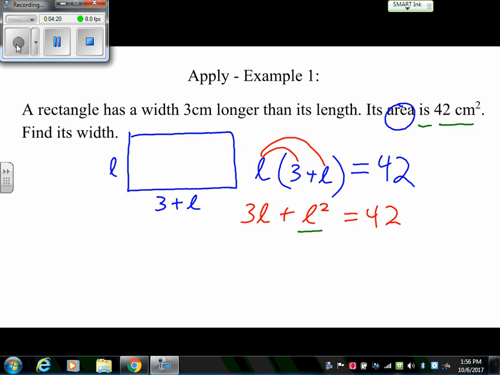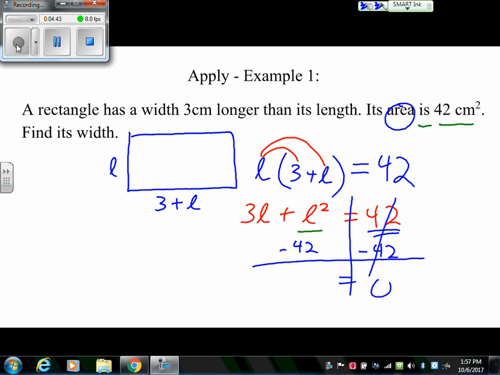And now I need to actually start solving. Well, how do we solve a quadratic? The first thing we need to do is make sure that our quadratic is equal to 0. And ours is not currently. It's currently equal to 42. So I'm going to do a little algebra here. Railroad track, subtract 42 from both sides. And these 42s will cancel out, leaving a 0 behind, which is what I wanted. And now I have 3 terms here. I've got my 3L, my L squared, and my negative 42 as my constant.